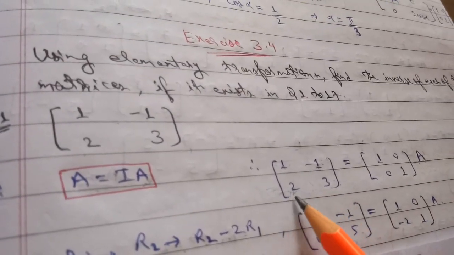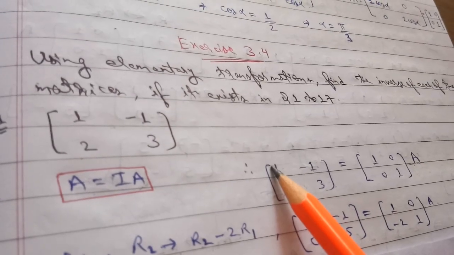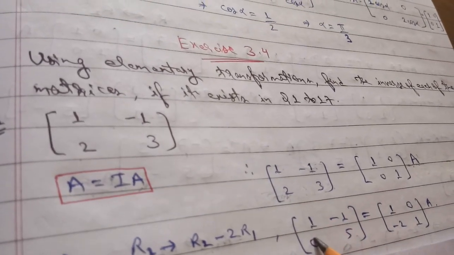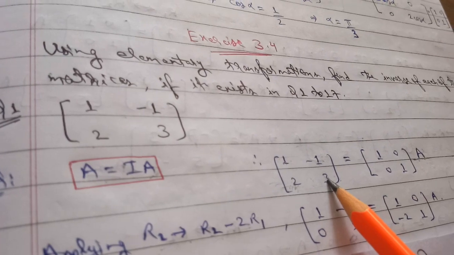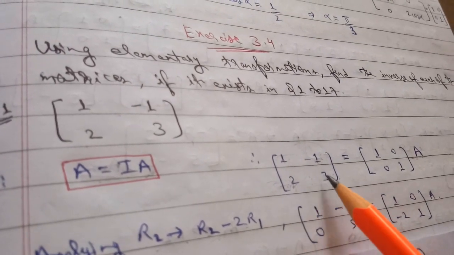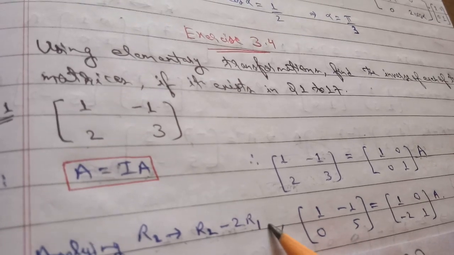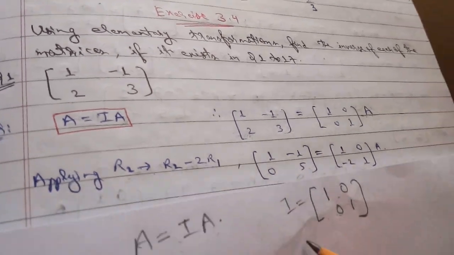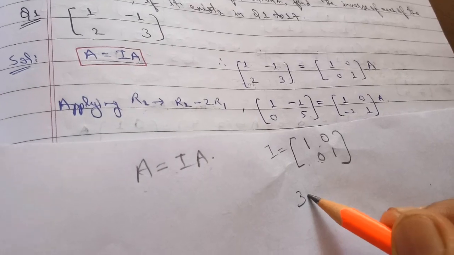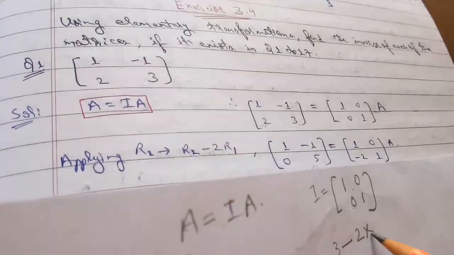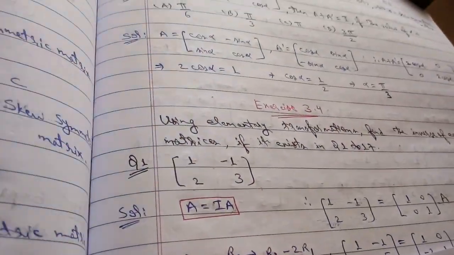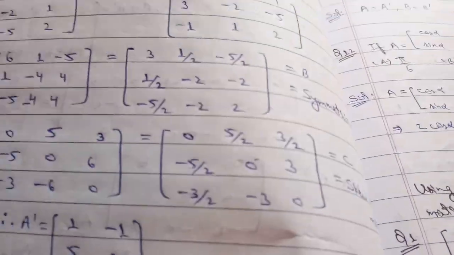So what will we get here? 2 minus 2 into 1, 0 we will get. The same thing applies here also. So row 2 will change, right? What we have applied here is R2 minus 2 times R1. R2 is 3 minus 2 times R1. R1 is what? R1 is -1 here.